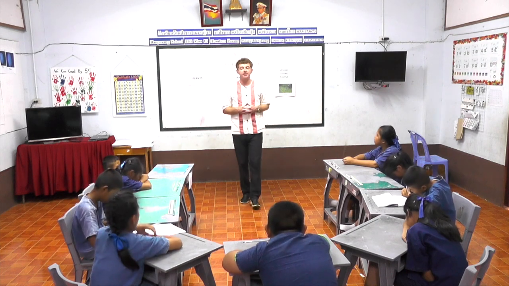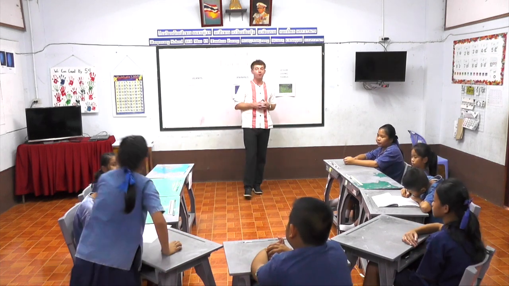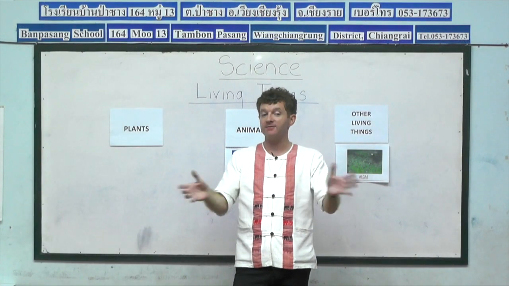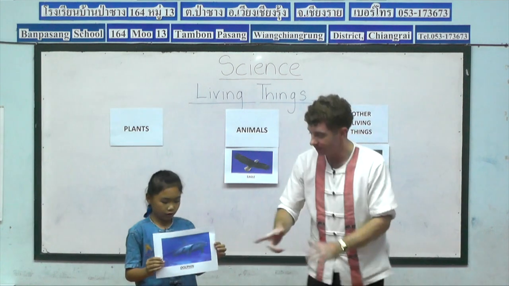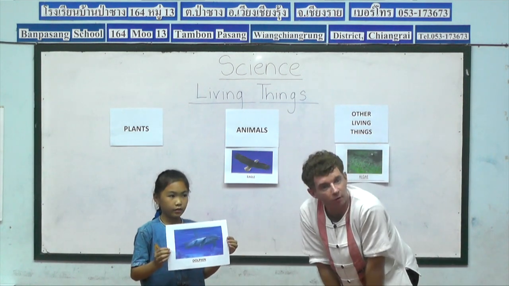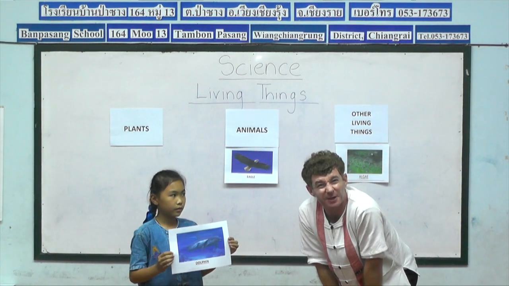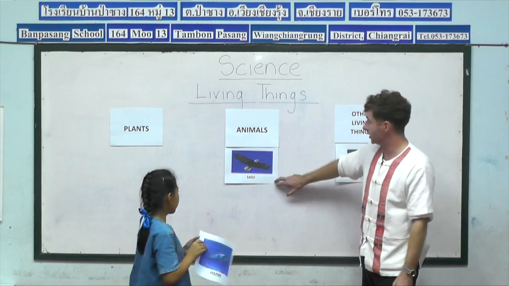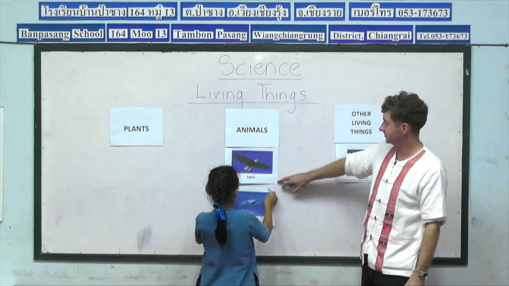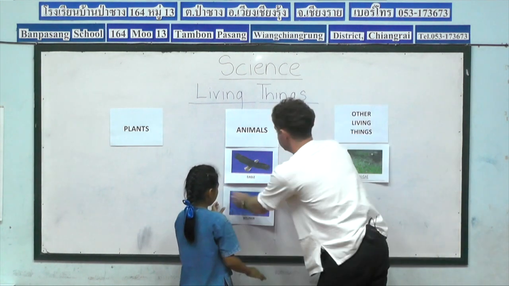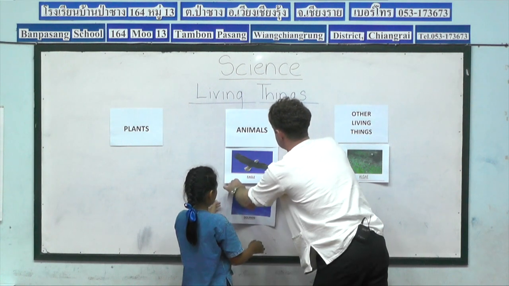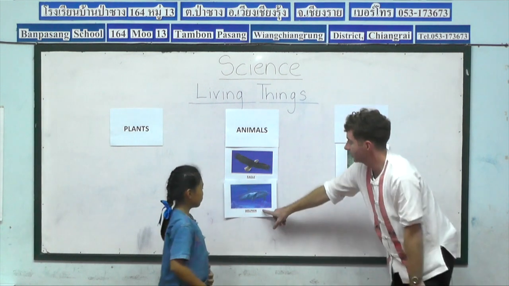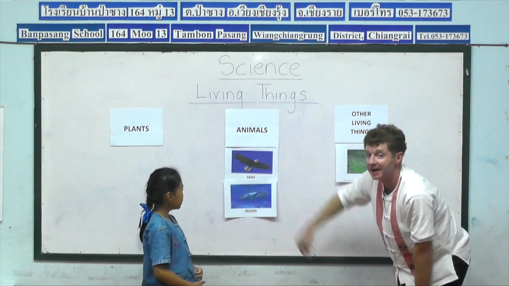Okay, so now it's Nadia's turn to bring her picture forward. Nadia will present her picture to class, and then guys, can you work out what type of living thing? So what do you see? Dolphin. Is a dolphin a plant? A dolphin is an animal, yes. So Nadia, can you place it on here? Okay, let's place it a little bit higher. Okay, so dolphin is an animal.